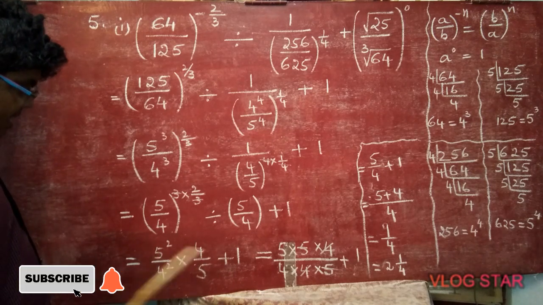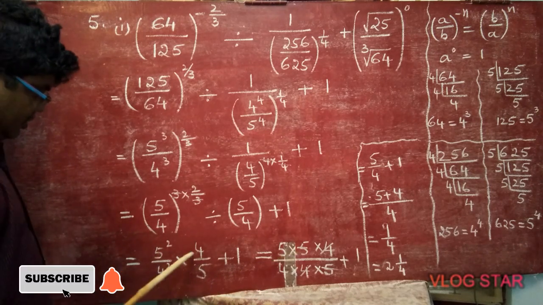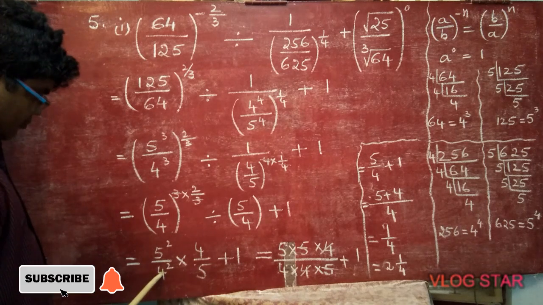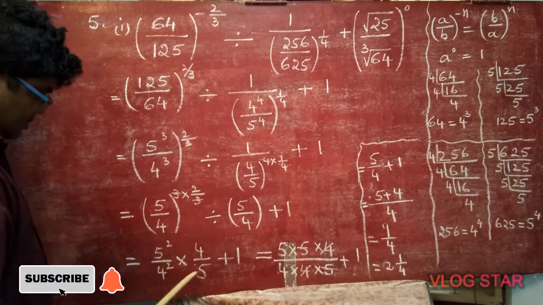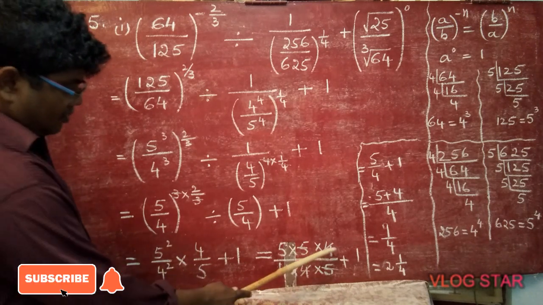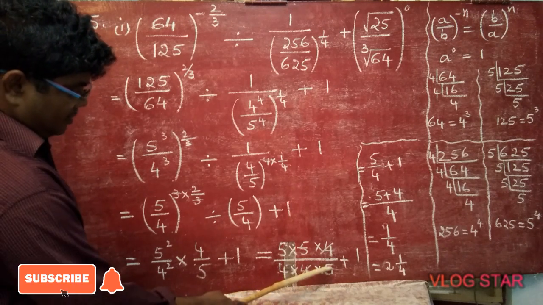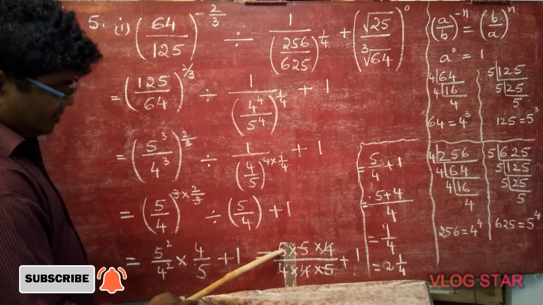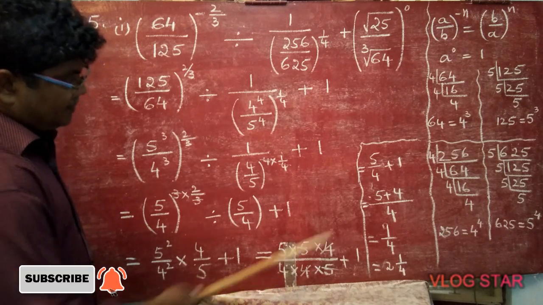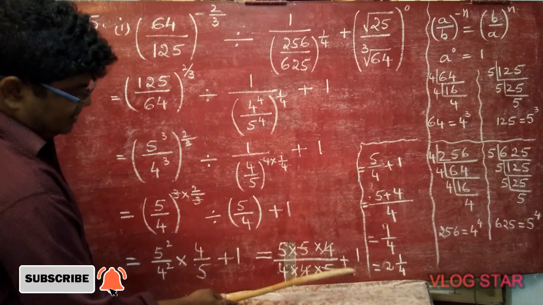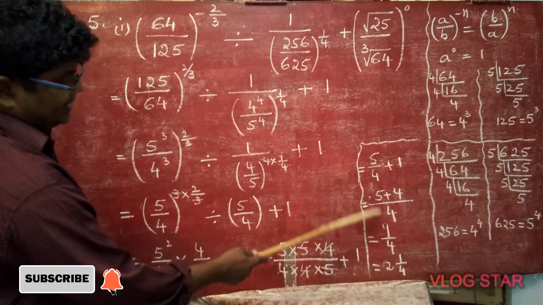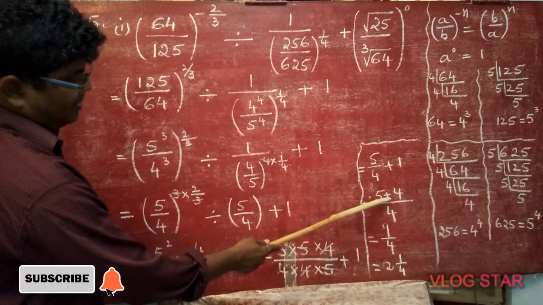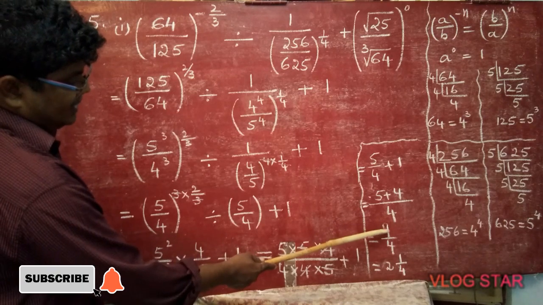What is the meaning of 5 square? 5 into 5. Into 4 is there, that 4 you write. 4 square means 4 into 4 into 5. So 4 goes in 4 one time, 5 goes in 5 one time. Here what is remaining means 5 by 4. Can you see? 5 by 4 plus 1. This plus 1 don't forget. Take LCM, 4 will be the LCM. 5 plus 4 by 4 means 9 by 4.